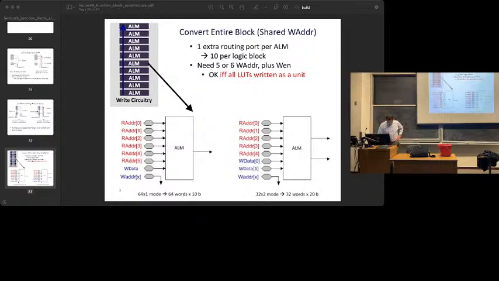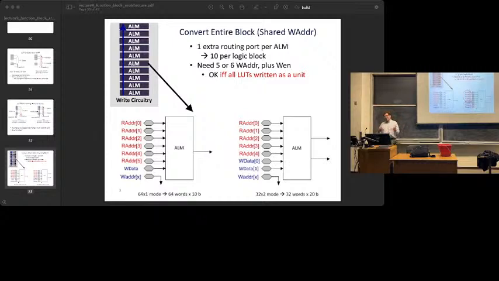If I do the same analysis for 5-LUT mode, I now only need 5 inputs for read, per lookup table, and I need 2 write data inputs because I can write to both 5-LUTs in the same cycle, and I still have 1 extra input unused, so I'll steal that for my write address. So in both cases, it kind of works, right? I don't need to add any extra routing ports to the ALM. I don't need to add any extra inputs to the logic block. So now it becomes much cheaper. I do have to add the actual writing circuitry, so it's not free, but it's a lot cheaper. Does that make sense?